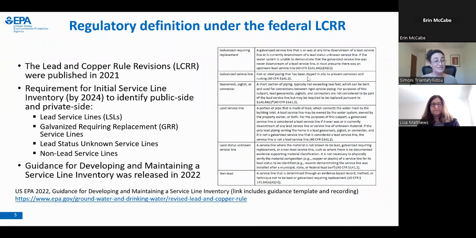The US EPA's Office of Water also published their guidance for developing and maintaining a service line inventory earlier in the year. So I'm offering you the link at the bottom and the glossary used in that document on the right of this slide here.